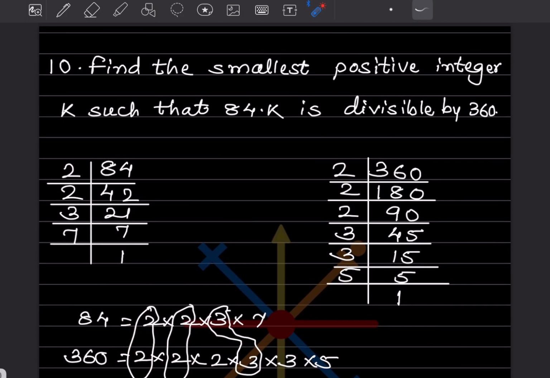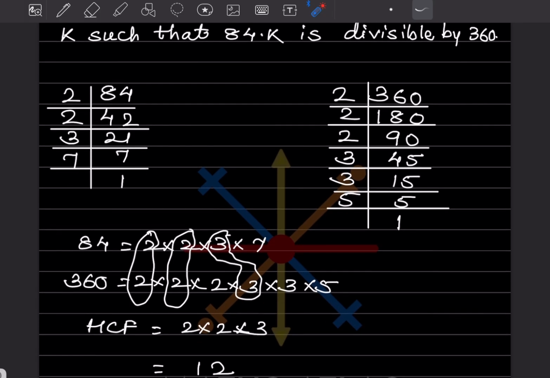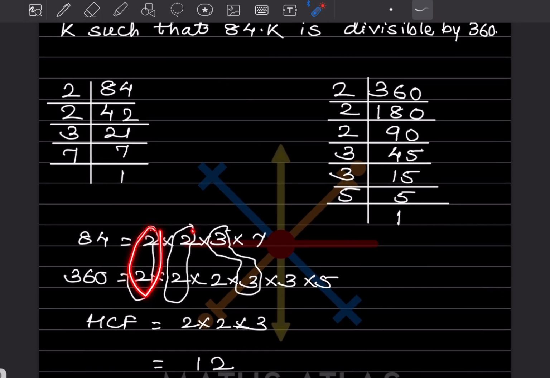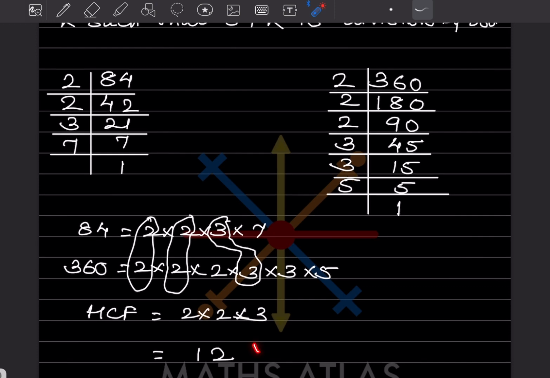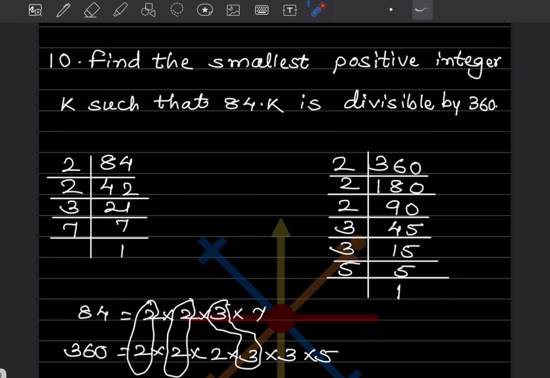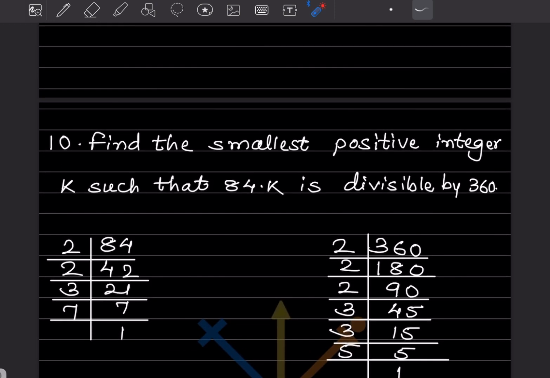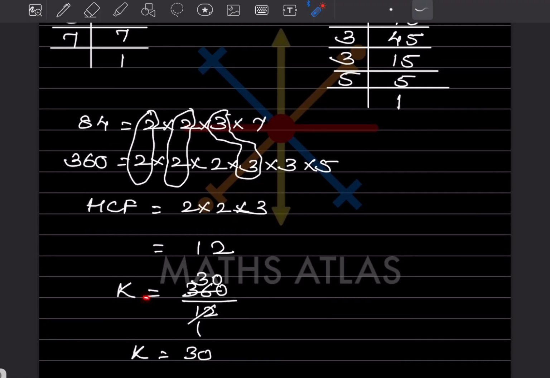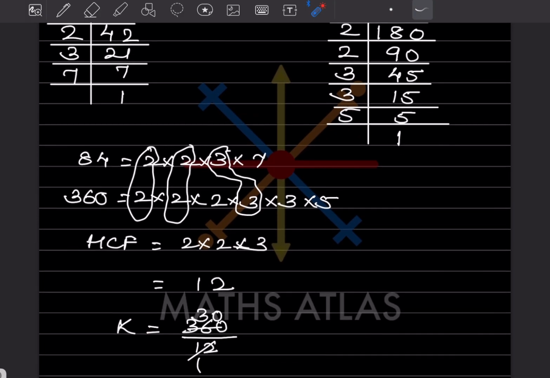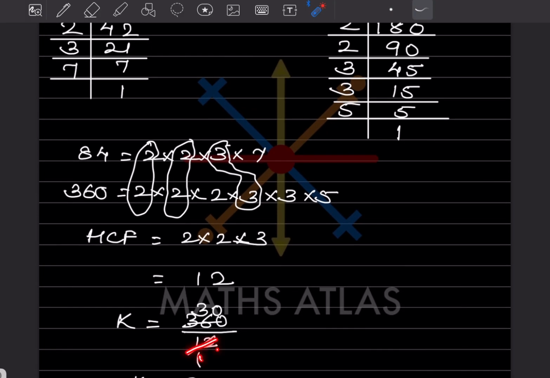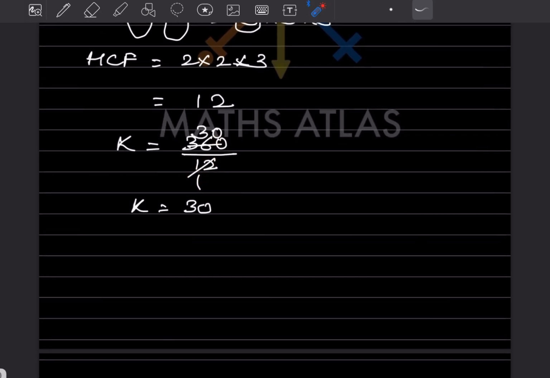So for this one, to find the smallest positive integer, so what will you take? You will take the common ones, that will be 2, 2 and 3. So HCF of this will be 2, 2 and 3, which is going to be 12. So now we want to find the smallest positive integer k. So what will you do for k? 360 you are going to divide it by 12 which is going to be 30. So k is going to be 30.